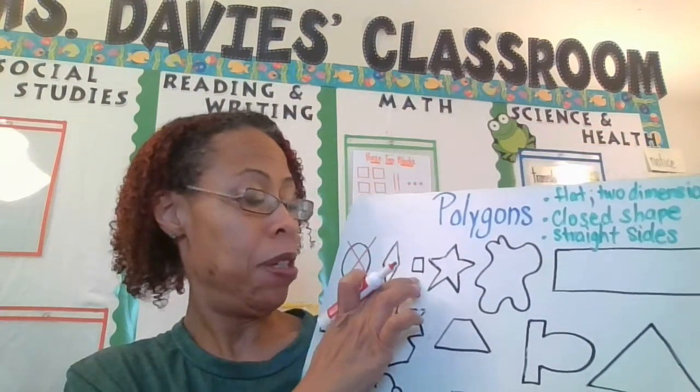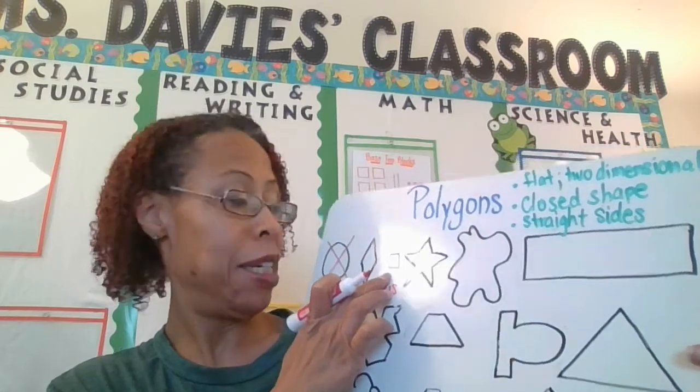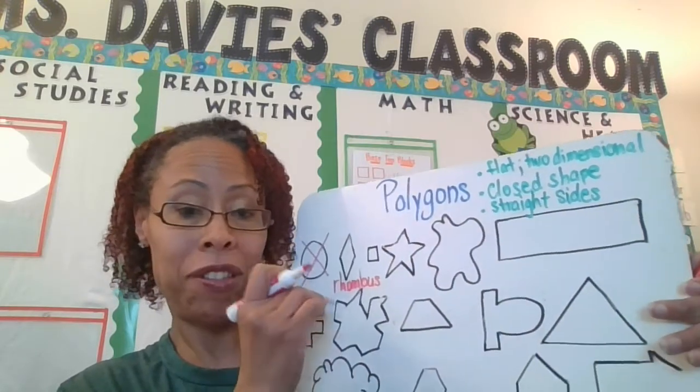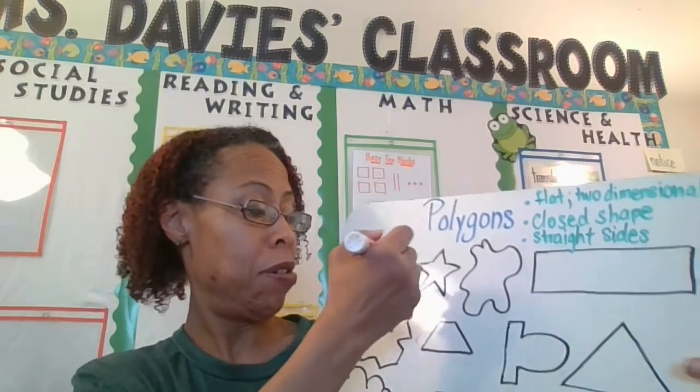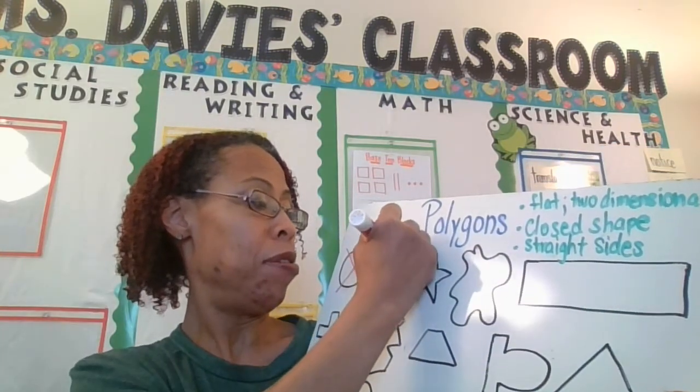All right, so does this meet all the criteria? Yes, it's a little tiny square. It doesn't matter if it's tiny, if it's huge. It is meeting all the criteria. And this is a square.